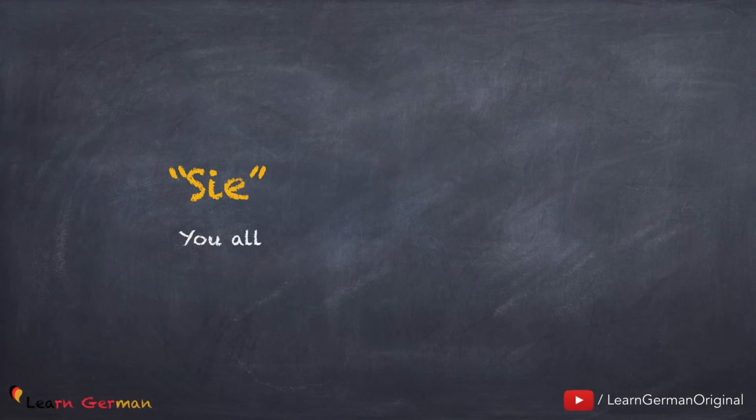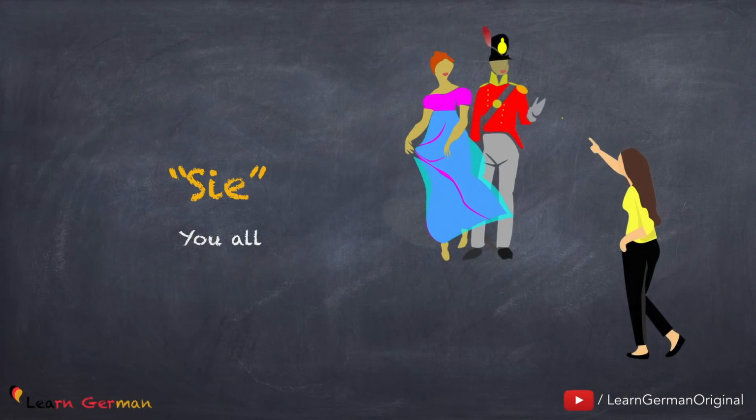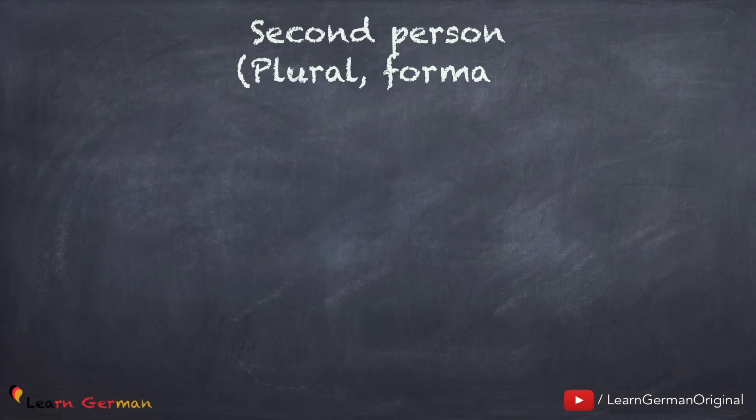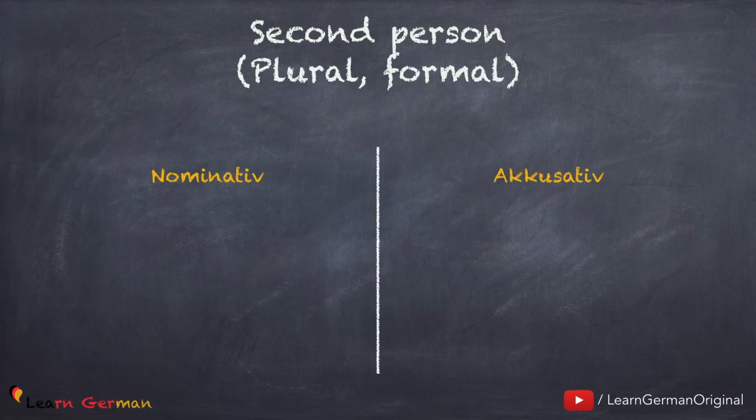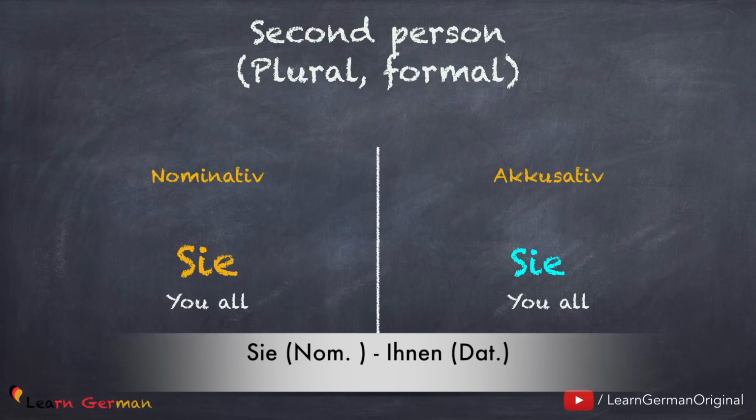The same Sie is used when you're directly talking to more than one person in a formal situation. This Sie is also used for second person, for plural, and for formal situations. The personal pronoun Sie in nominative remains the same even when it's used in accusative. In dative, you would use Ihnen.